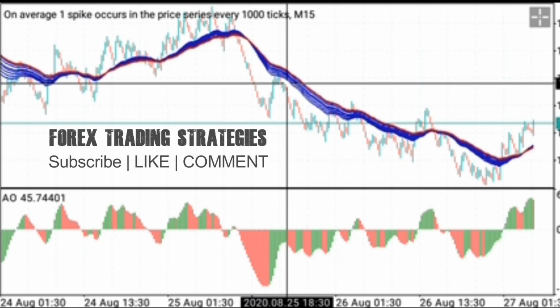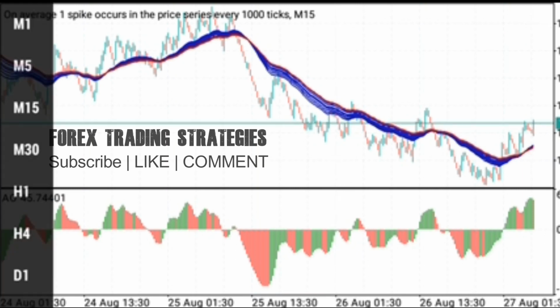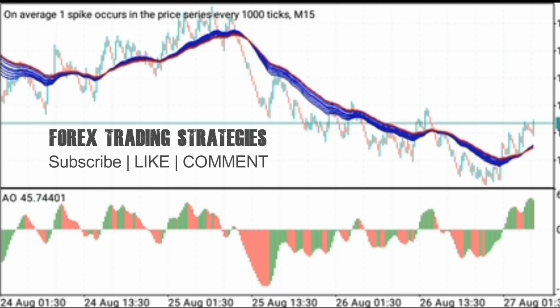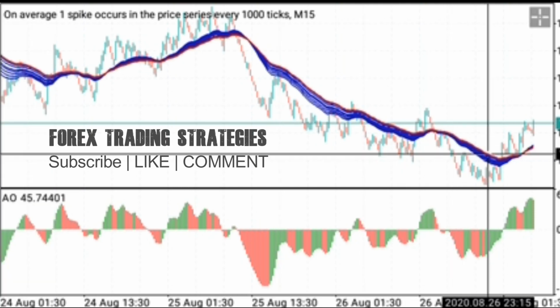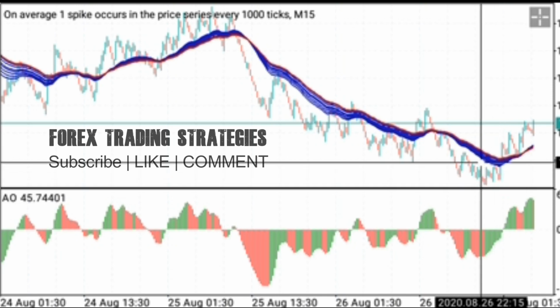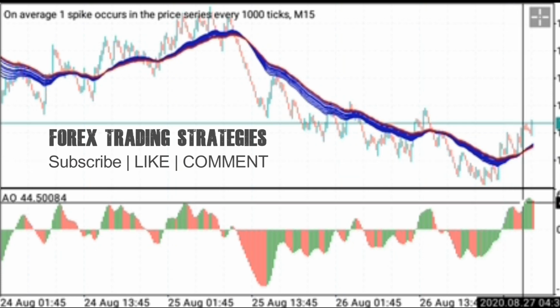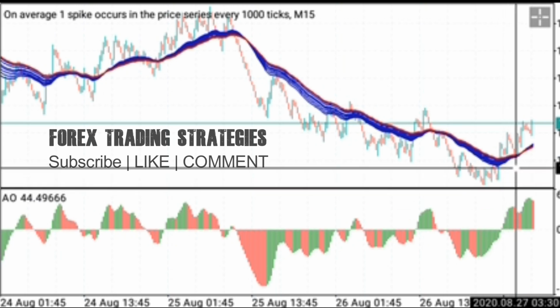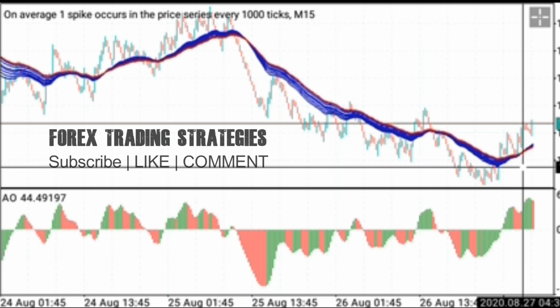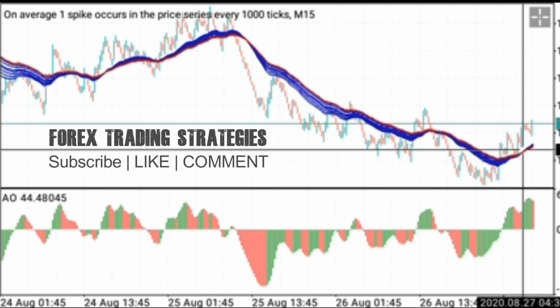For buys, it's the same story. You wait for price to break through, and the rainbow has changed color. The red line is now below the blue lines. And you are now looking for the awesome oscillator to show you greens. Then you buy. You would buy somewhere there. And here, when the awesome oscillator turns red, you get out. That's it. What's there to it?